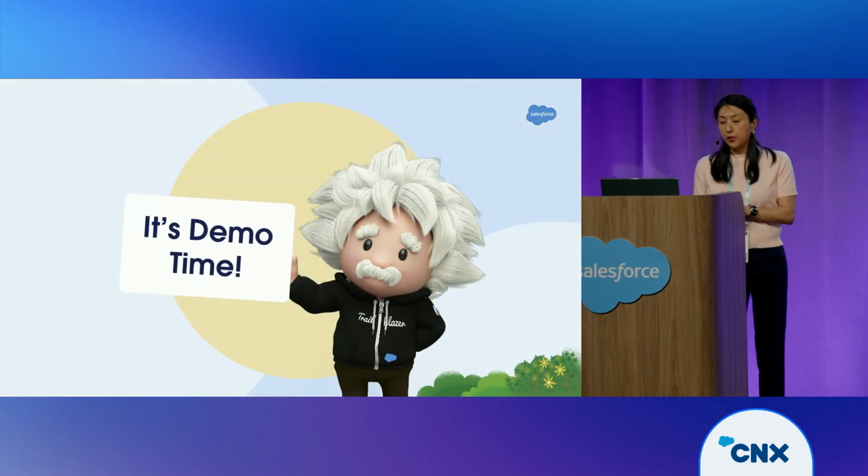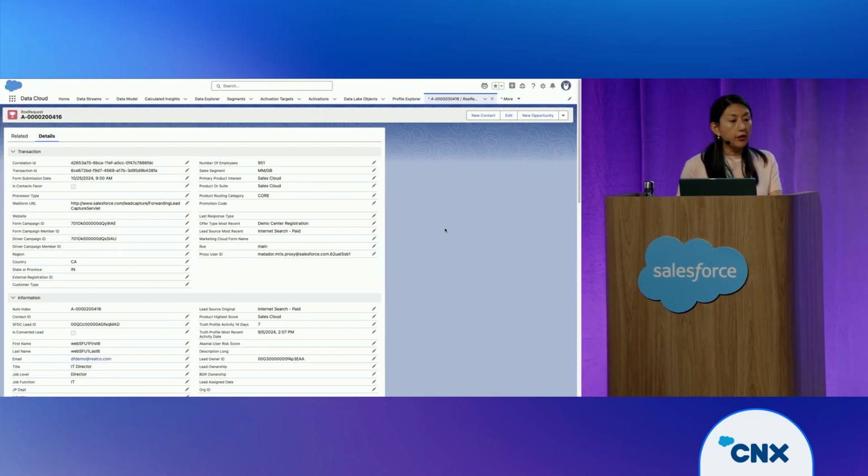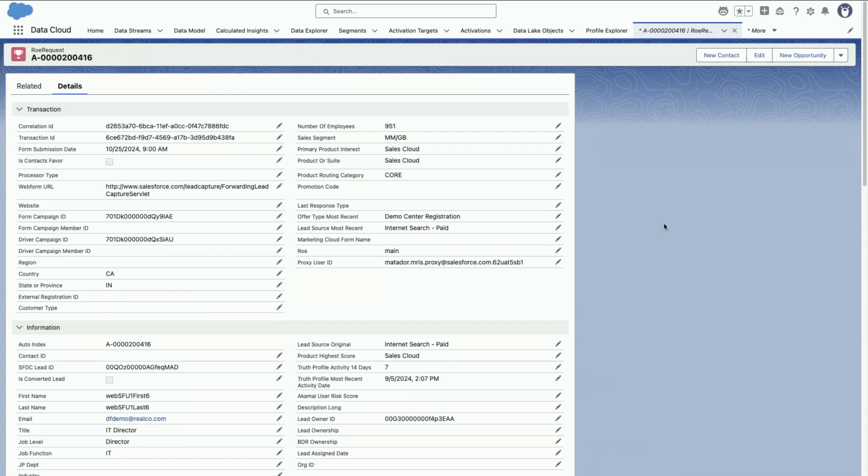All right, I'm going to do a quick demo here. So the first record I want to show you is called ROE request. ROE stands for rules of engagement. And this record essentially captures the contextual information as well as the campaign information from the lead. So you can see which URL this came from.